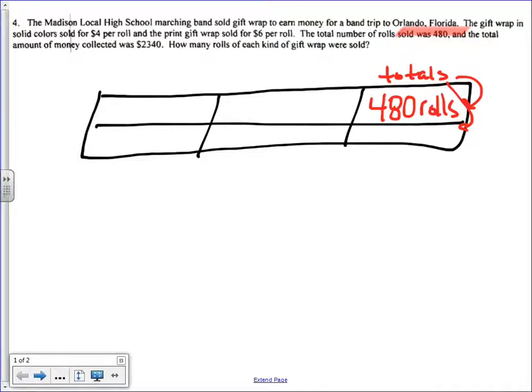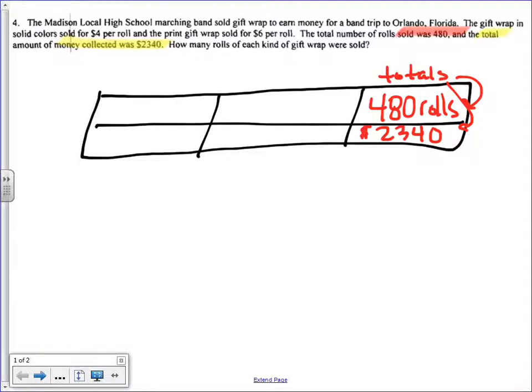And then the total amount of money collected, so total money collected was $2,340. Okay, so those are the 2 different totals I have, and I always want to write that first when I have a word problem.